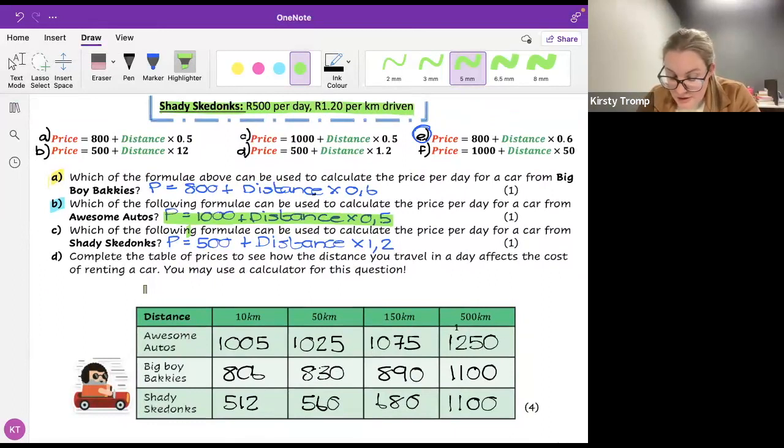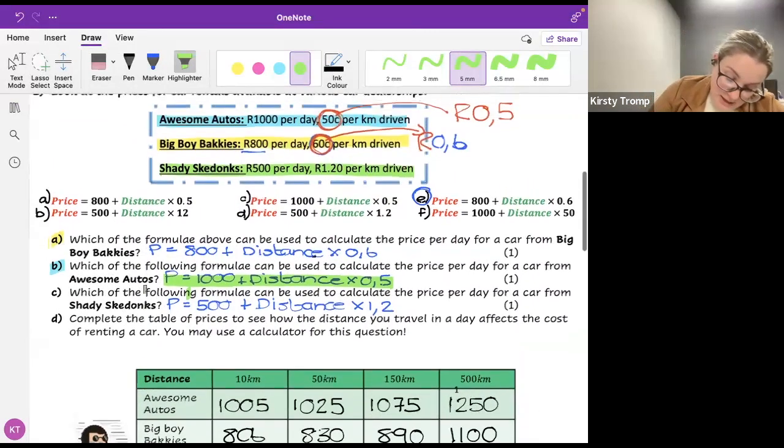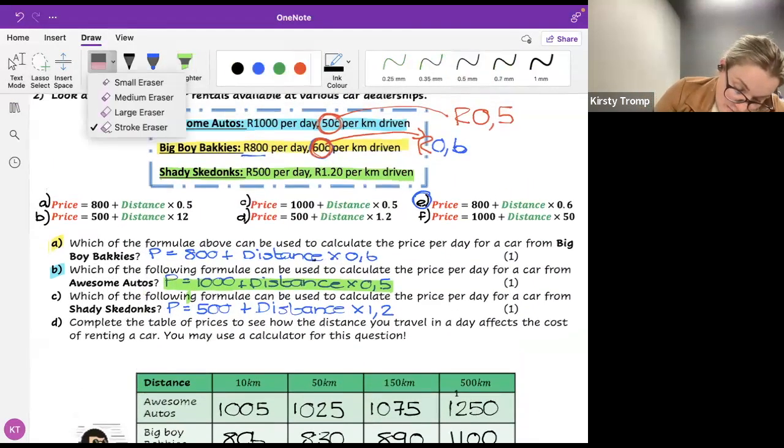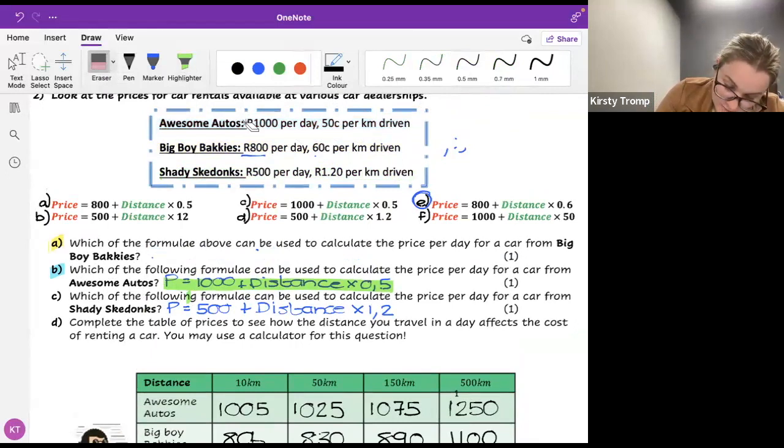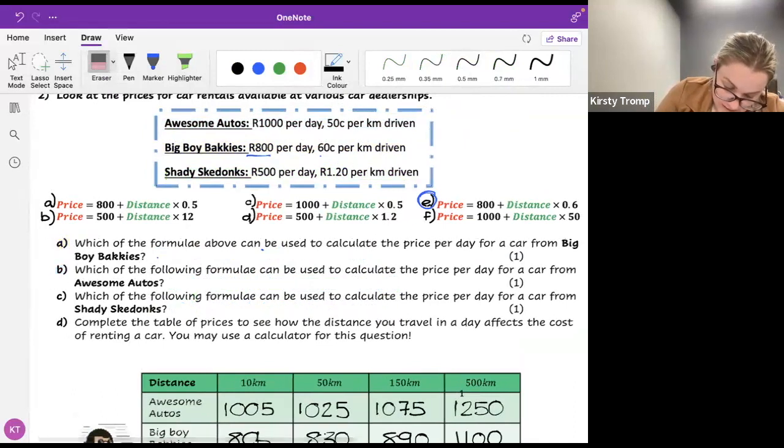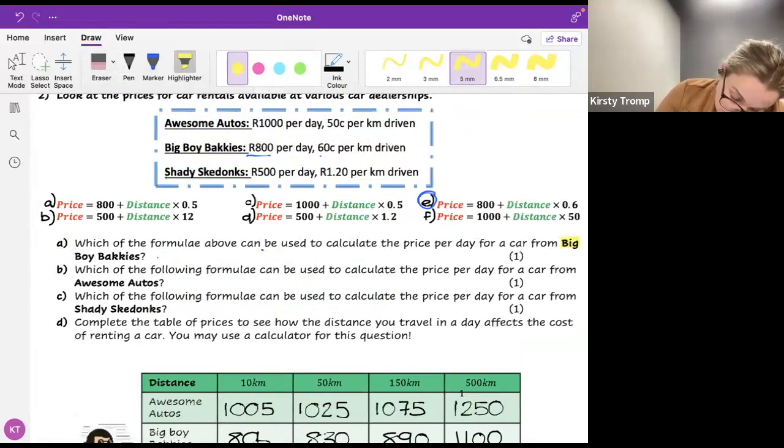The formula. Okay, yes, Tamian, so let's go see. For the formula, I'm just going to erase it quickly. If anybody else is asking me about the formula, please make sure you're paying attention now because I'm only going to go through it once. I'm looking for big boy buckies. For big boy buckies, I see that this is in rands. Do you agree that that's in rands?